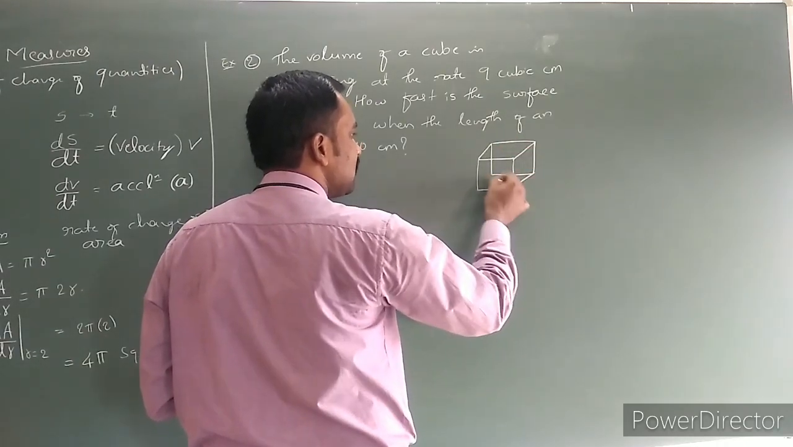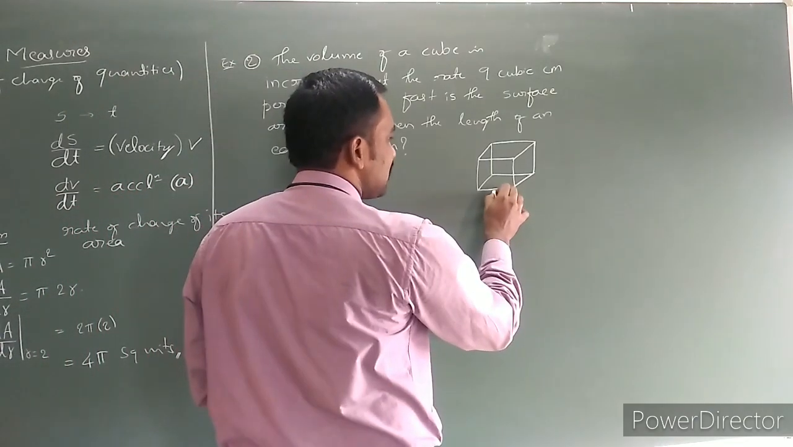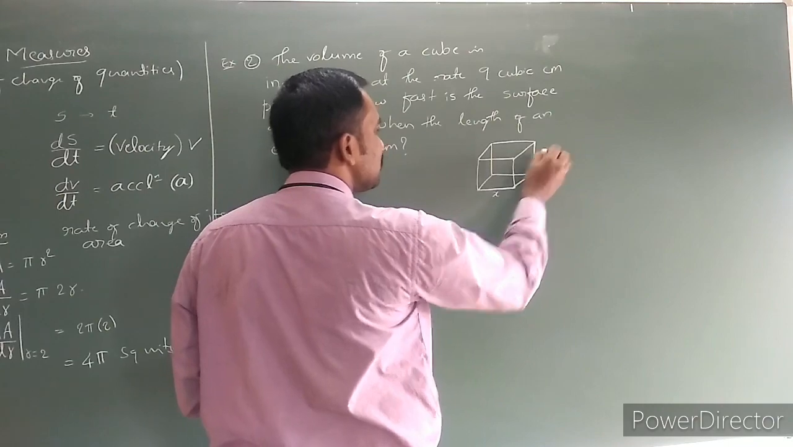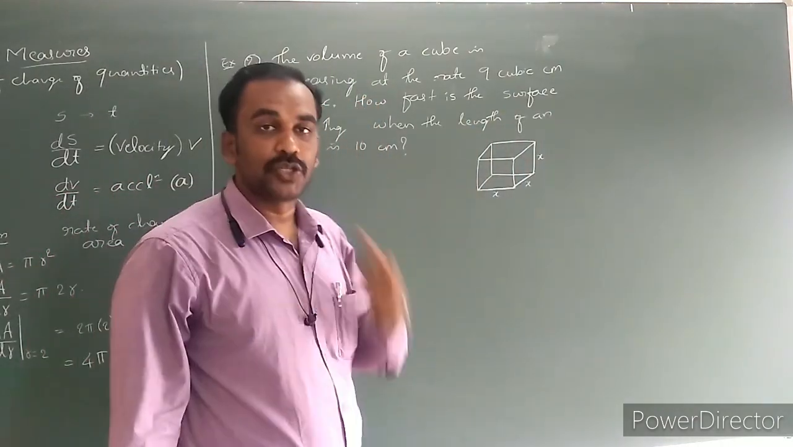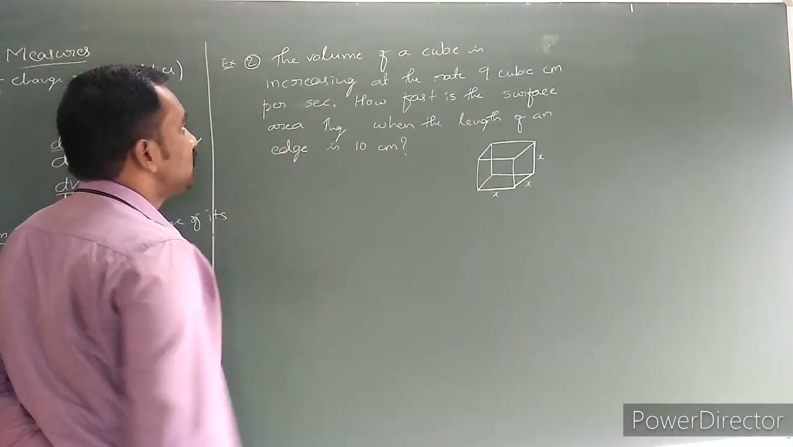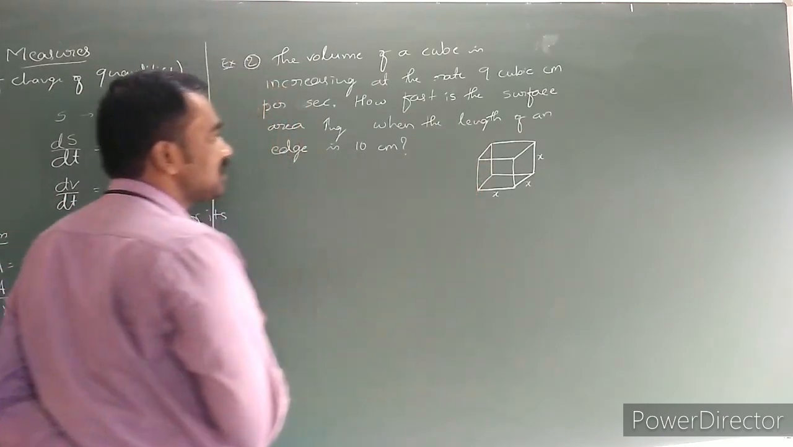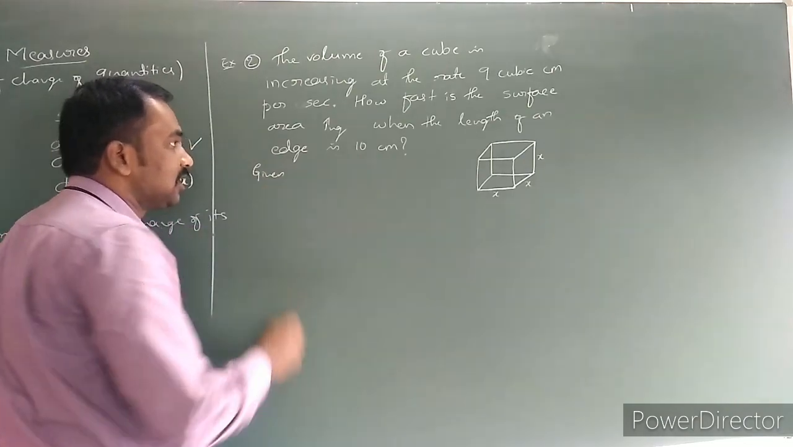Suppose the cube is in this manner. So cube, all the lengths are the same. If I take this as x units, this is also x, this is also x. Length, breadth, and the height of the cube are x, x, x. So here, the volume of the cube is increasing at the rate of 9 cubic centimeters per second. First of all, write the given data.